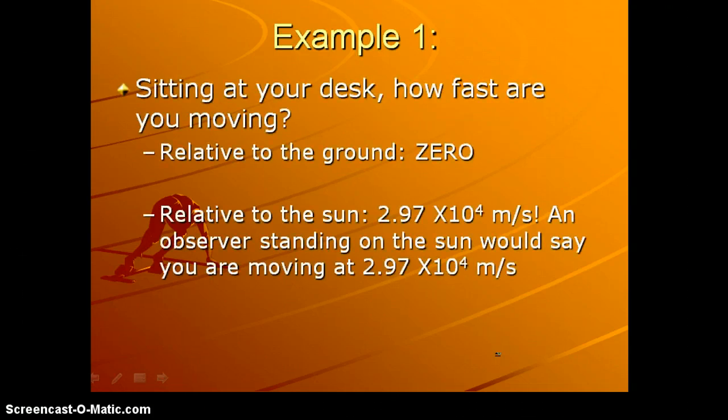So here's some examples. Sitting at your desk, how fast are you moving? Relative to the ground, 0. You are not moving. Relative to the sun, 2.97 times 10 to the 4th meters per second. So if there was an observer standing on the sun, although that would be odd, they would say you are moving at 2.97 times 10 to the 4th meters per second. However, when you base your frame of reference as the Earth, you are not moving at all.